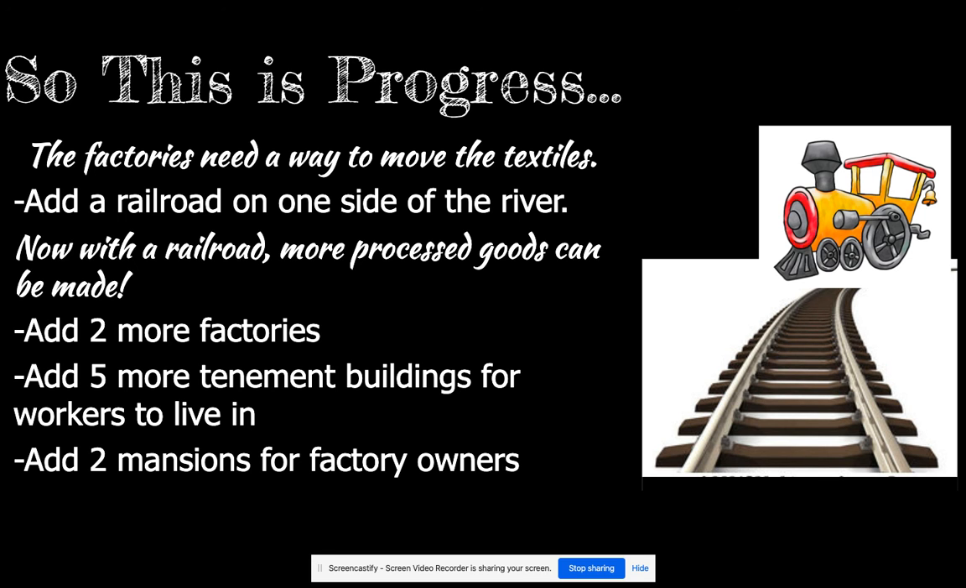So you're going to need a railroad, make that look cool, add in two more factories. You know where they're going to need to go. Still don't have electricity yet. Five more tenement buildings for those folks to live in, and two more mansions for the factory owners. Are these factory owners going to want to be close to these stinking tenement buildings? Think about that. You're an urban planner now.